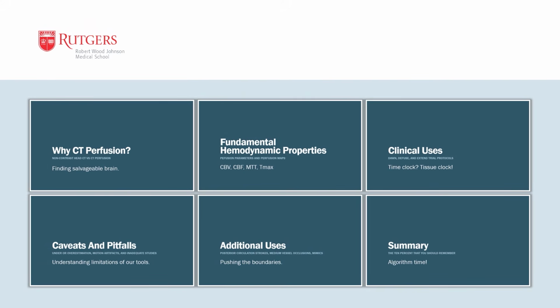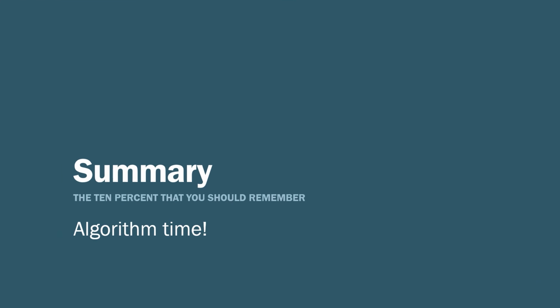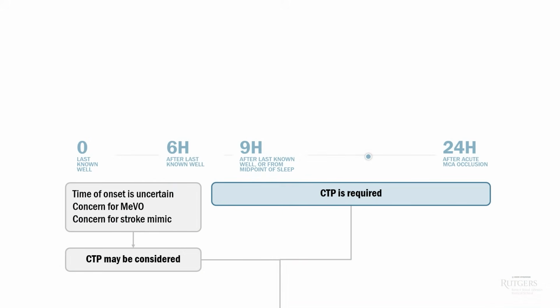We're at the end of our tour through CT perfusion. If you had the patience to sit through the entire talk, it's time for your well-deserved summary. If a patient with acute stroke symptoms presents within 6 hours from last known well, CT perfusion is not necessary for intervention. But it may be considered if time of onset is suspect, or if there's a concern for medium vessel occlusion or stroke mimic.